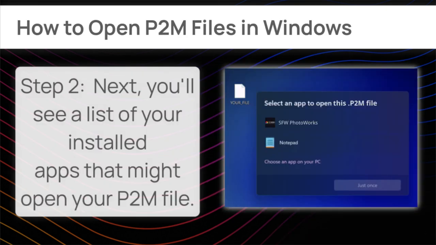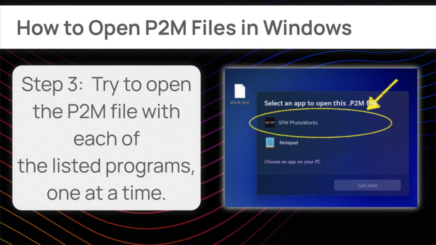Right-click your P2M file and choose Open With. Test SFW PhotoWorks first. If it fails, select another application. The solution lies in finding the right reader.